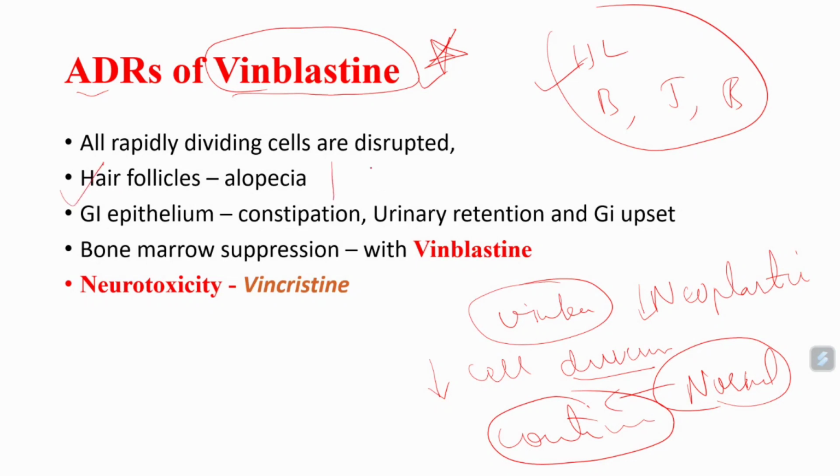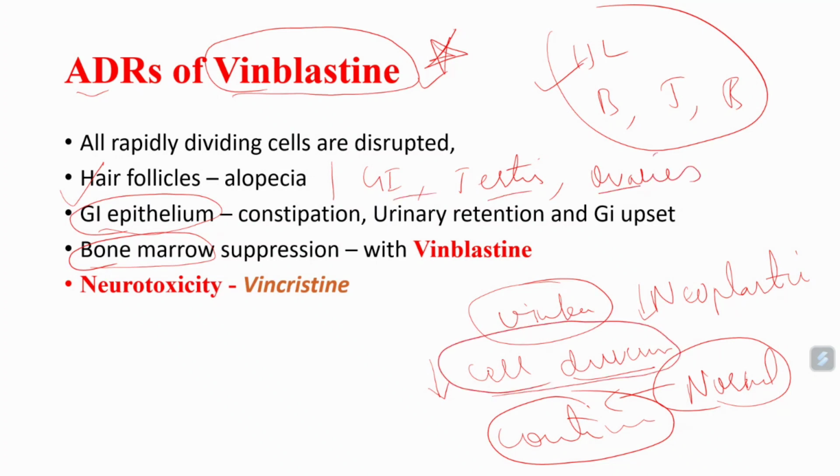They are available in the GI tract, in the GI epithelium. They are available in bone marrow, in testes, and in ovaries. In all these different tissues, continuous cell division will be seen. So Vinca alkaloids will stop cell division in hair follicles and cause alopecia.